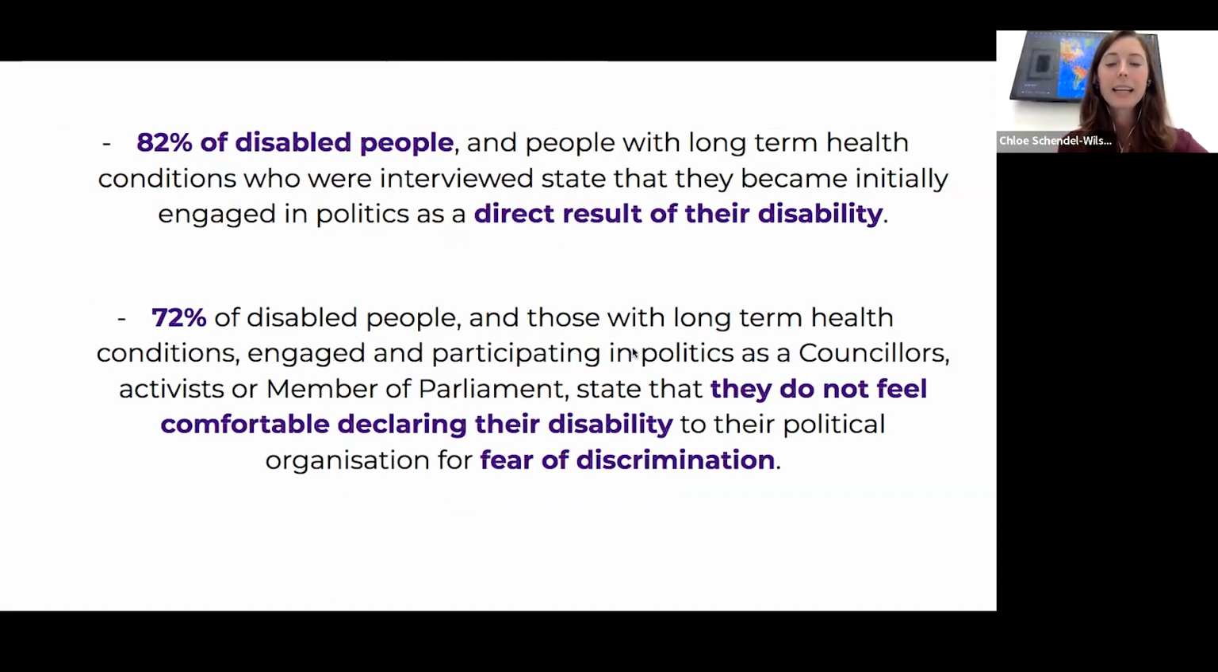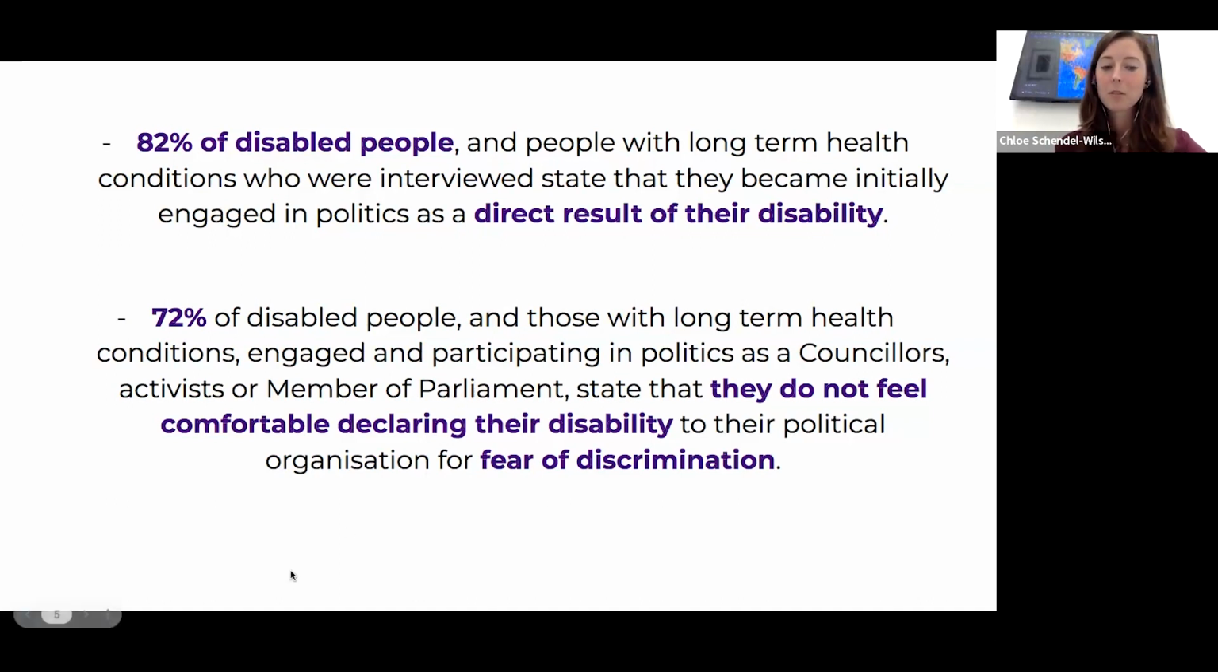And 82% of the people that we spoke to said that they got involved in politics as a result of their disability. They were passionate about what they'd experienced and how much needed to change about the system around them. And that was their reason for getting into politics. But 72% of those said that they didn't feel comfortable declaring their disability to their political party because they thought that they would be discriminated against.